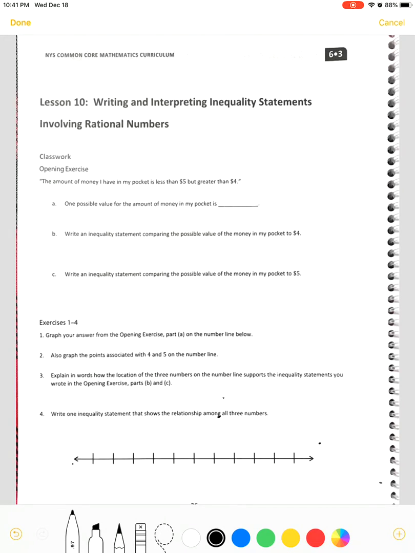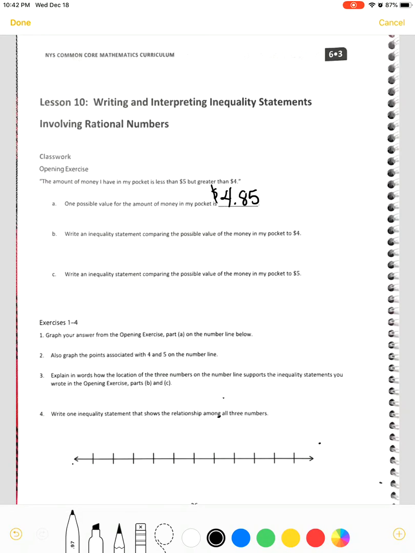So I'm pretty hyped. But anyway, all right, it says the amount of money I have in my pocket is less than $5. So it cannot be $5. It's got to be less than 5, but greater than 4. So it could be any number in between, okay? It could be a fraction of a cent, but it's somewhere between 4 and 5. So one possible value for the amount of money in my pocket is, we could say, $4.85. Could you have 5? No. Could you have 4? No. Could you have $4.85? Sure. I'm sure you're thinking of a different number in your head, and that's fine.